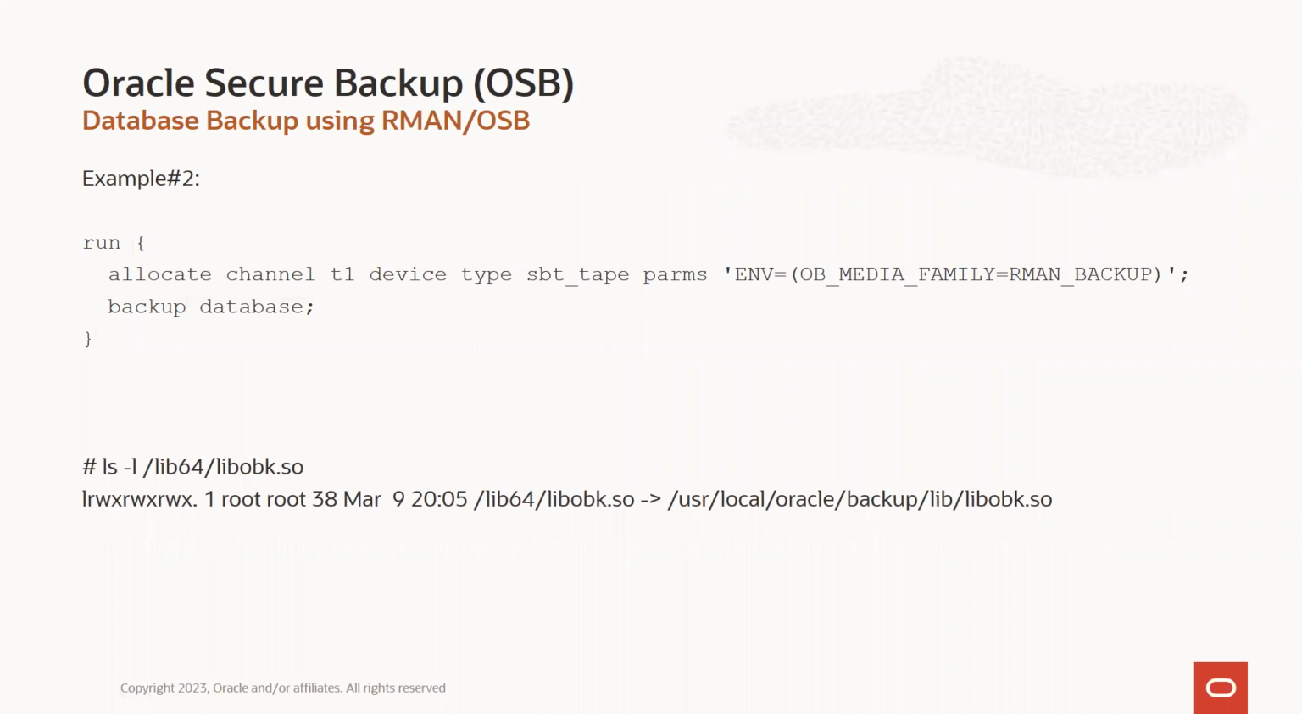In this sample RMAN script, the OS environment variable SBT_LIBRARY is omitted and not passed when the RMAN tape channel is allocated. This is because when the OSB software is installed, the /lib64/libobk.so is soft linked to the MML of the OSB, which is /usr/local/oracle/backup/lib/libobk.so. So the SBT_LIBRARY is not necessary because by default it uses /lib64/libobk.so.